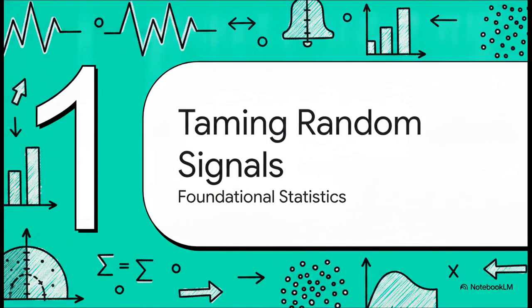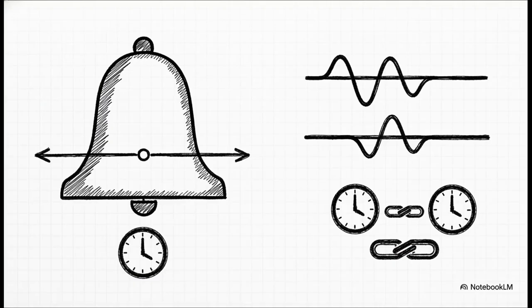All right, part 1. Taming random signals, the foundational statistics. To actually analyze these instantaneous, unpredictable values, we absolutely have to build a mathematical foundation. Let's look at the first-order statistics. First up, the cumulative distribution function, or CDF. This defines our probability, basically the odds that a random variable lands below a certain threshold.